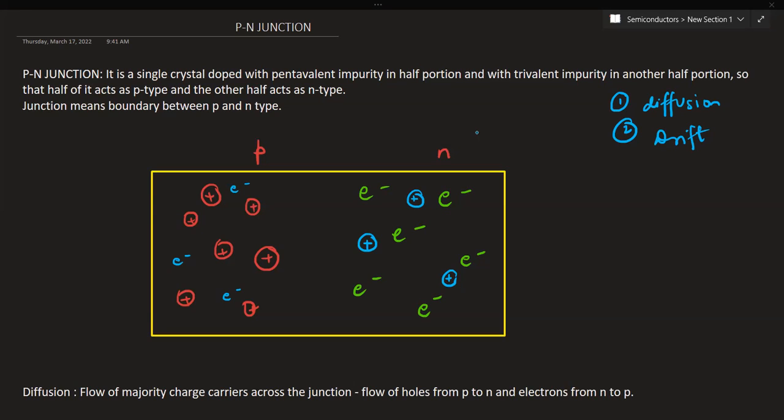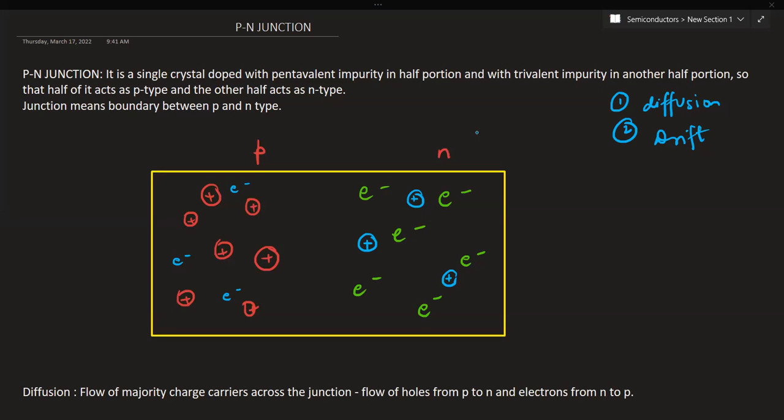Again, if electrons are in minority in p-type and electrons are in majority in n-type, then electrons should diffuse from where? From p to n or n to p? N to p. So due to the concentration gradient, holes will begin to diffuse from p to n, and electrons will begin to diffuse from n to p.